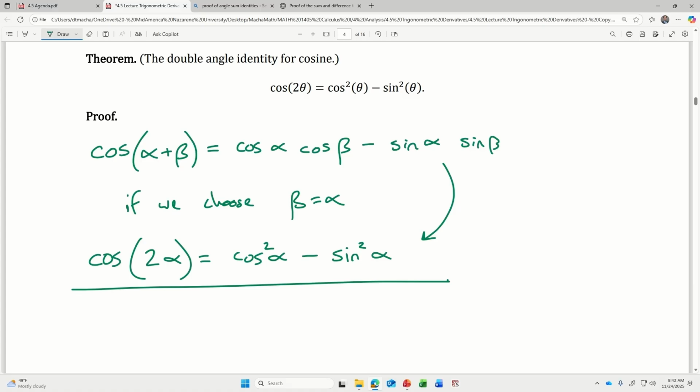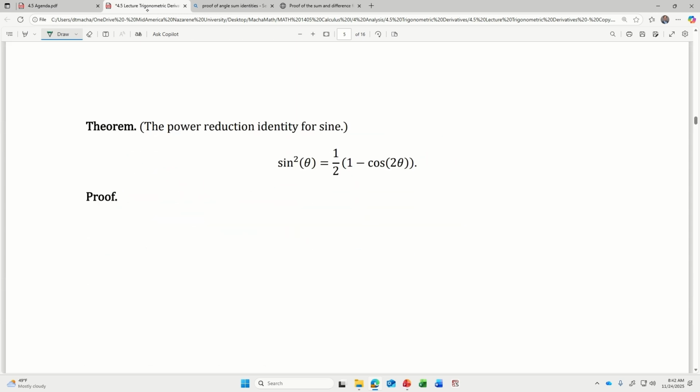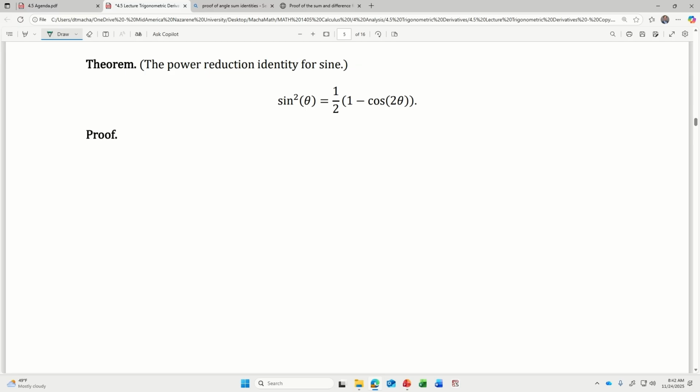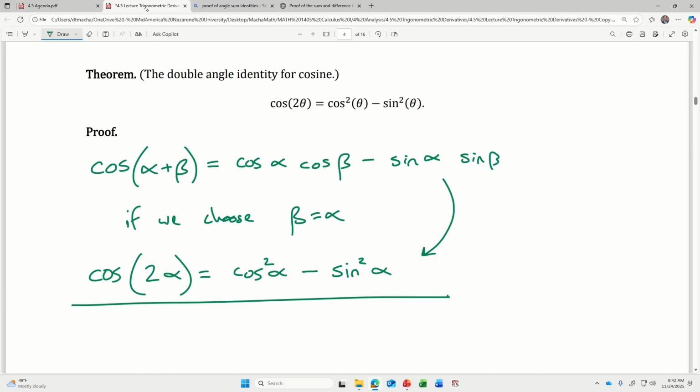Because if you're ever asked to prove the double angle identity for cosine and you're allowed to use the angle sum identities, just make beta equal to alpha. Now you've got 2 alphas. And the cosine of beta becomes cosine of alpha, and you're just squaring that, and then sine of beta becomes sine of alpha, and you're just squaring that. That's the double angle identity for cosine. It's a very neat and short proof once you have the angle sum identity. Anyways.